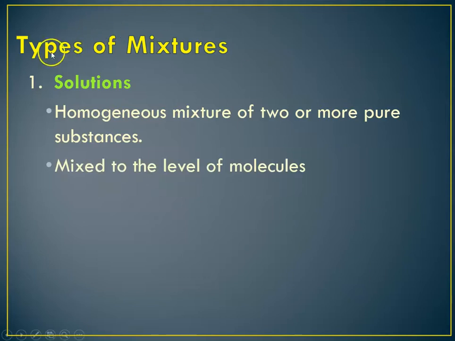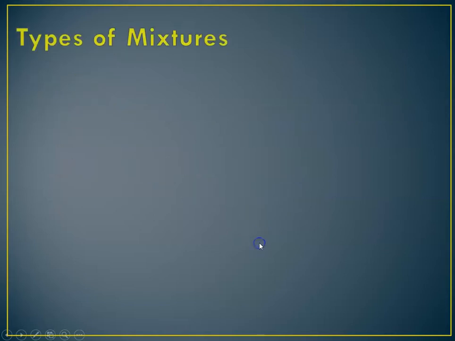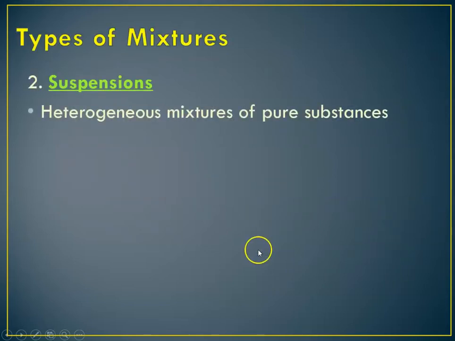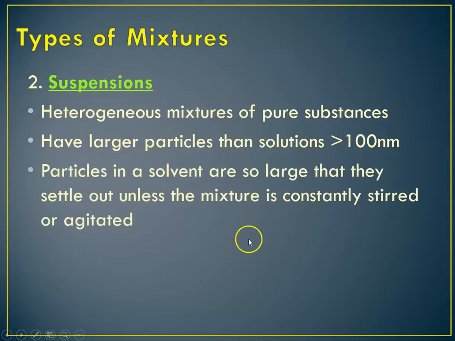So the thing that distinguishes what type of mixture it is really about the size of the particles. So with solutions, the mixture is at the level of molecules. So the particles are smaller than 1 nanometer, remembering that a nanometer is a billionth of a meter, 10 to the minus 9 meters. And then we have suspensions, and those are heterogeneous mixtures of pure substances that have larger particle sizes than solutions, so the particles are greater than 100 nanometers, and the particles in the solvent are so large that unless you keep stirring them, they will settle to the bottom.